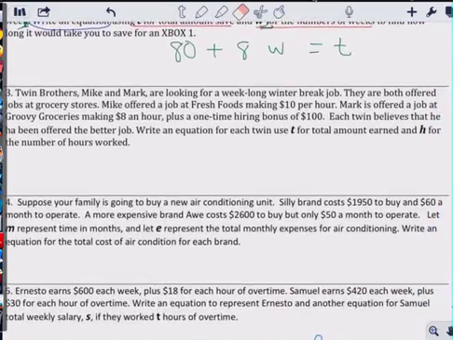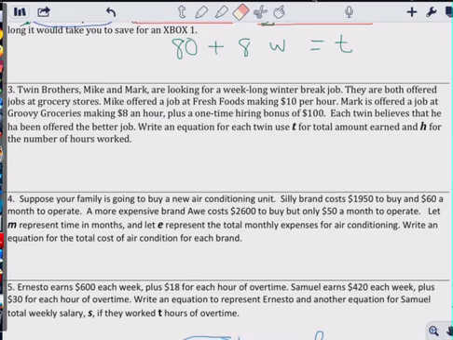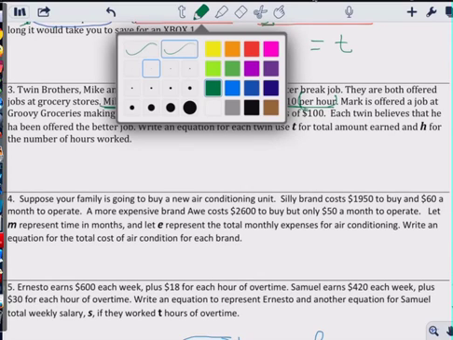Okay, number 3. Twin brothers Mike and Mark are looking for a week-long winter break job. They are both offered jobs at grocery stores. Michael is offered a job with Fresh Food, making $10 per hour. Okay, so $10 per hour, Michael's job. Mark is offered a job at Groovy Groceries, making $8 an hour. Okay, so per means times the number of hours. $8 an hour means the same thing as each hour or per hour. So this also means times.